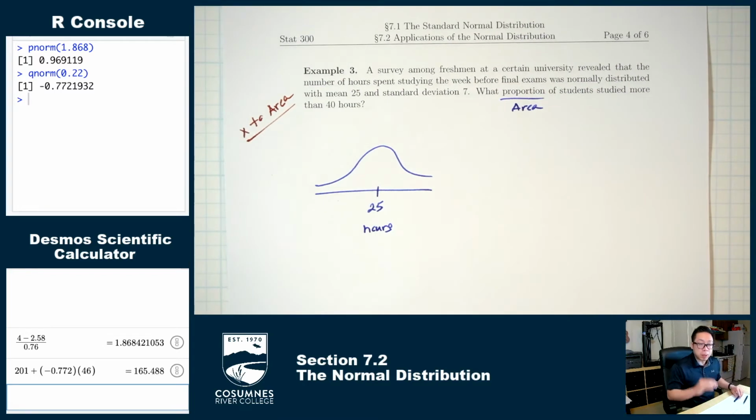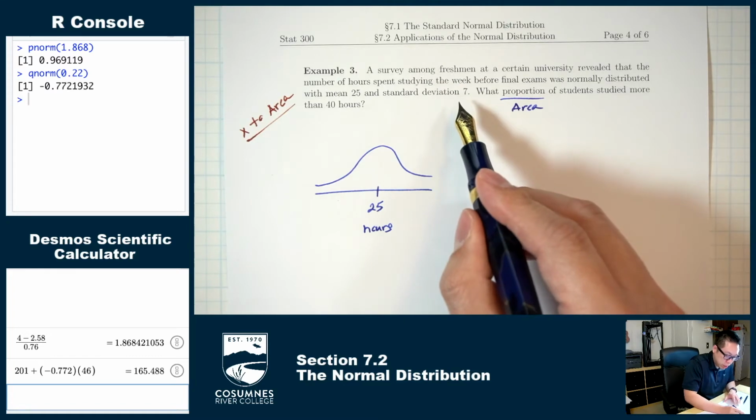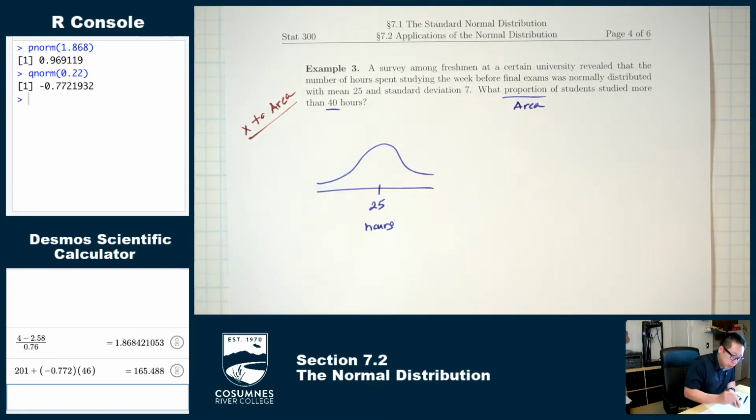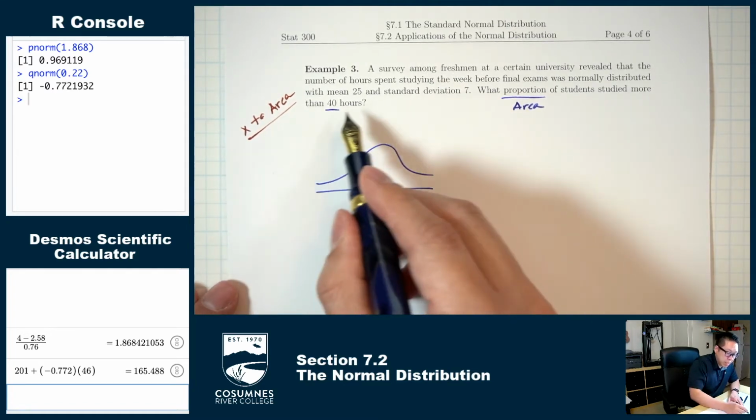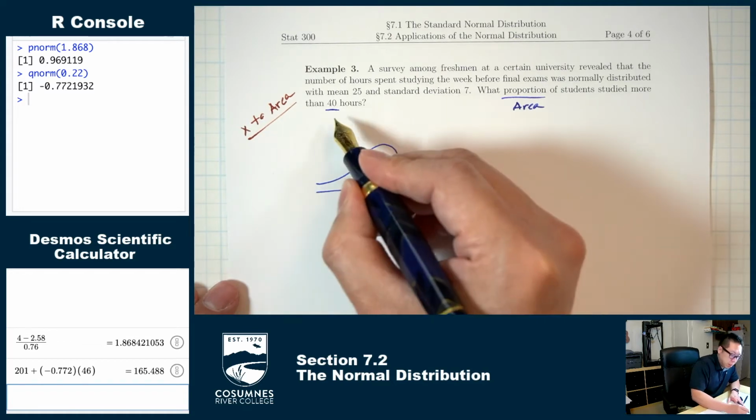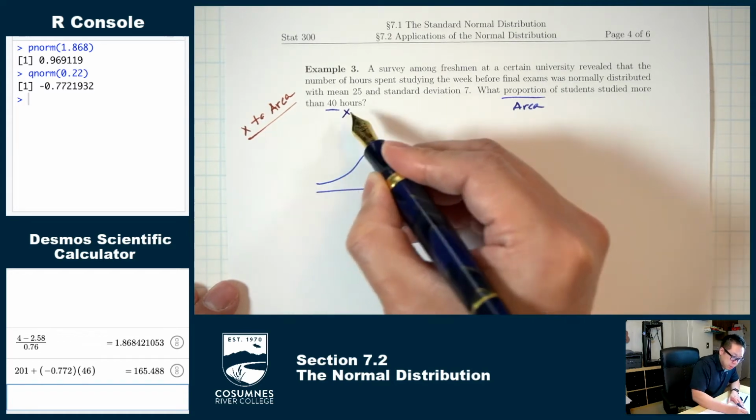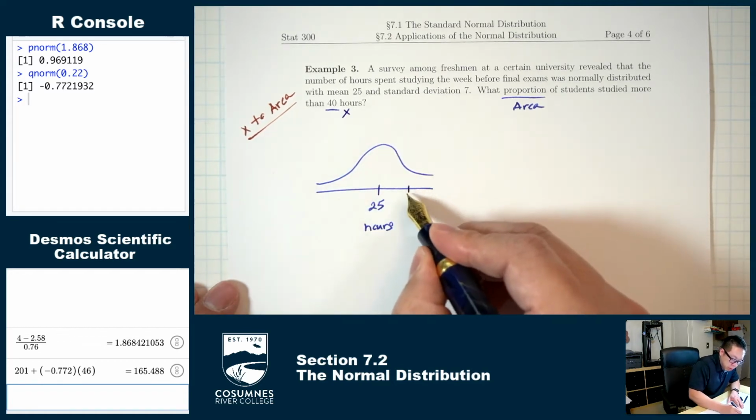Okay, let me put the rest of the numbers on my picture. Standard deviation, I don't need to put on there. 40, I do need to put on there. So 40 is hours, right? Hours are my x's. So this is actually my x. 40 goes right here.